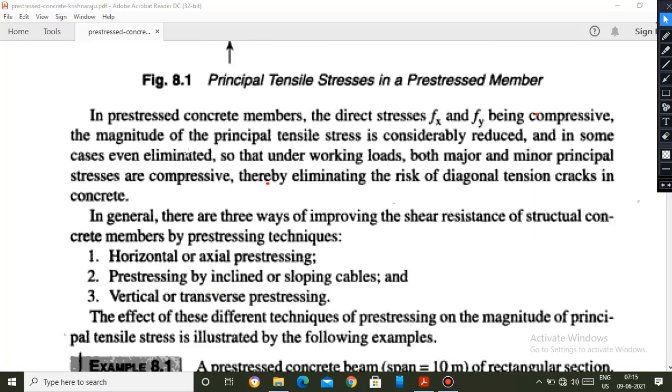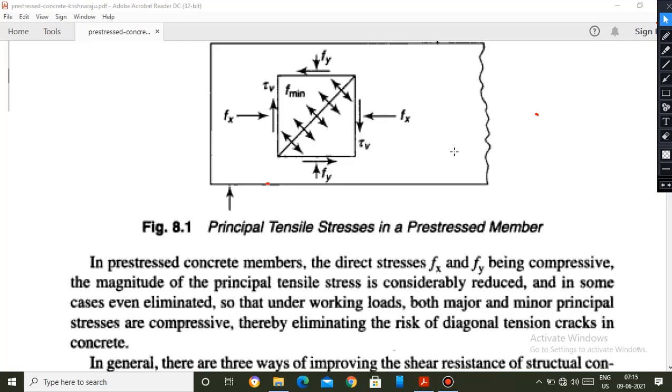And if you observe here, in pre-stressed concrete members, the direct stresses Fx and Fy being compressive, the magnitude of the principal tensile stresses is considerably reduced, and in some cases it may even be eliminated, so that under working load both major and minor principal stresses are compressive, thereby eliminating the risk of diagonal tension occurring as cracks in the concrete member. That means if you observe here, this is the pre-stressed concrete member. Here we are providing the steel tendon.